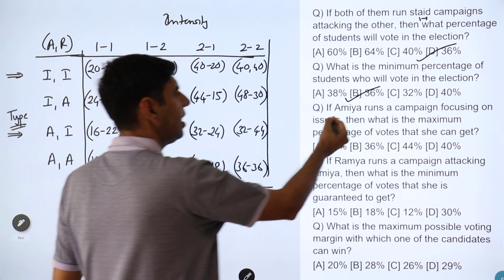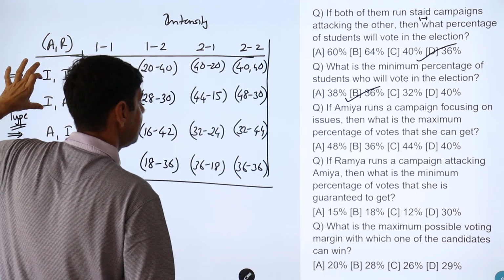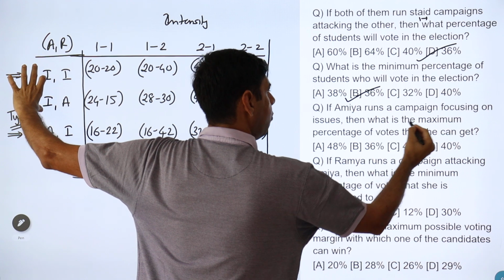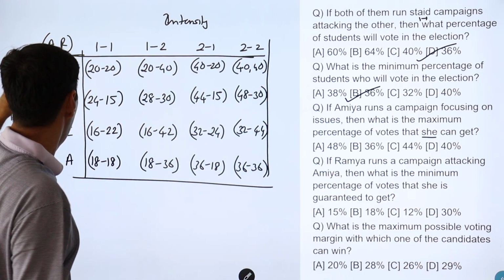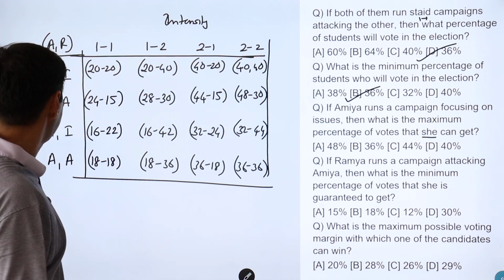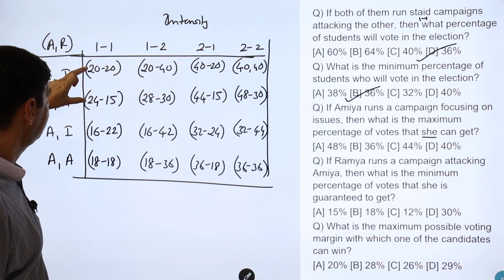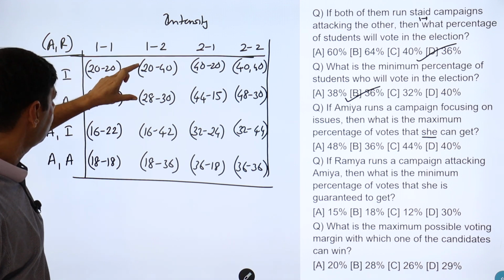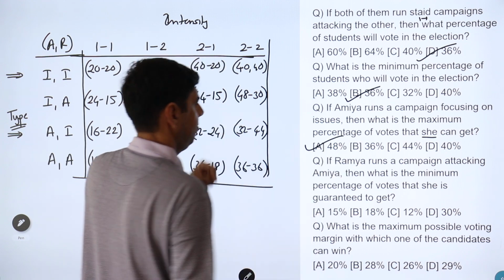Okay, if Amiya runs a campaign focusing on issues, the first 2 rows, then what is the maximum percentage of votes that she can get? Okay, so it's Amiya, the issues. In this, what is the maximum that Amiya can get? Amiya is the first one. So 20, 24, 20, 28, 40, 40, 48. So 48 can be got.